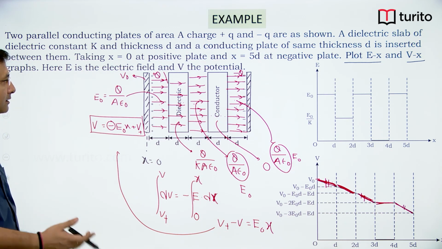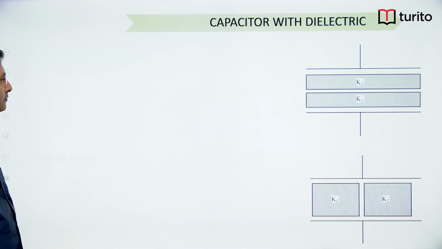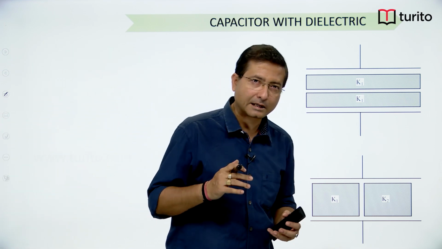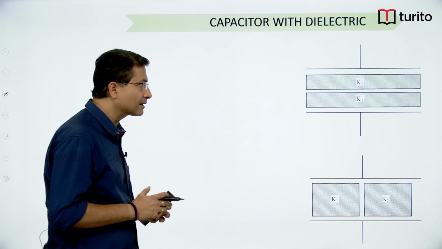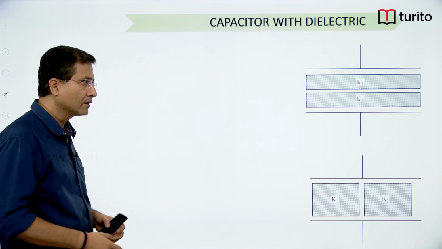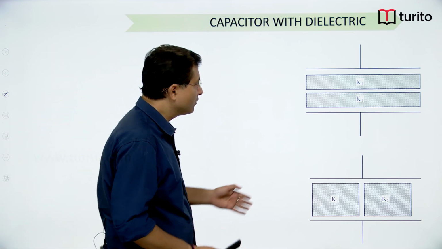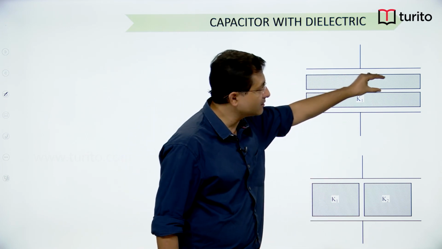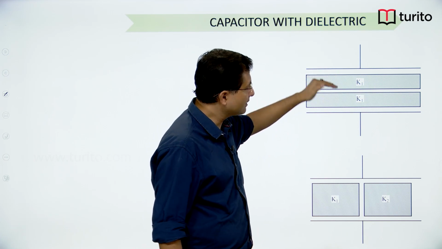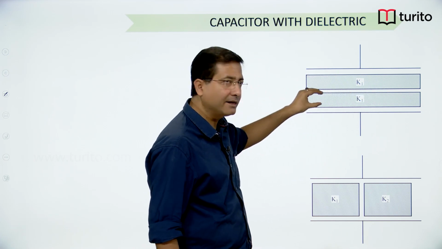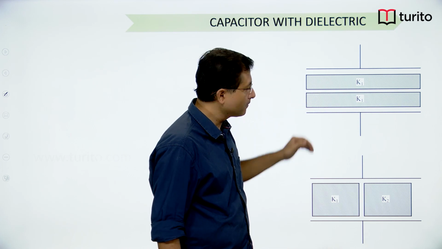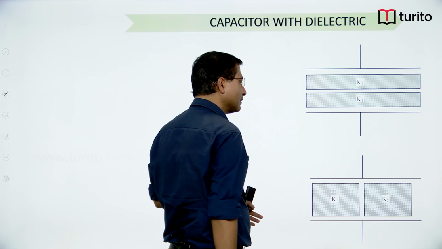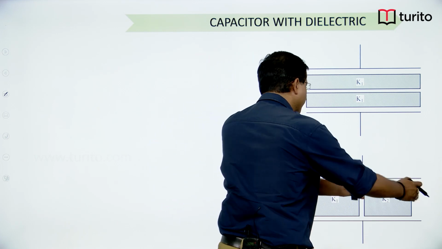Now let us move to the next one. Inside a capacitor we can arrange the dielectric in n number of ways. The most commonly used ways might be like this. We have one dielectric placed this way, and the next one has the same area placed beneath this one. And the second way of doing it, instead of placing one over another, we can place them side by side.